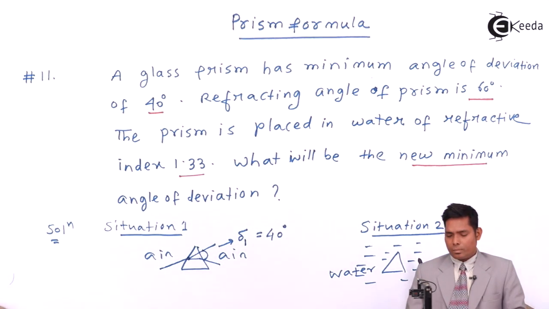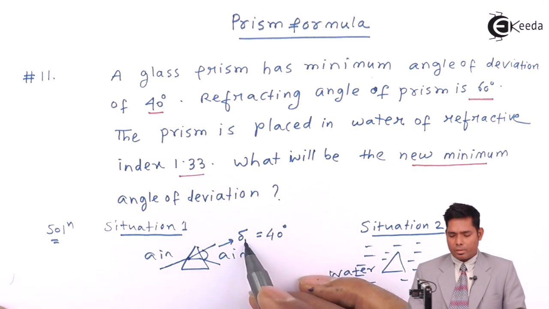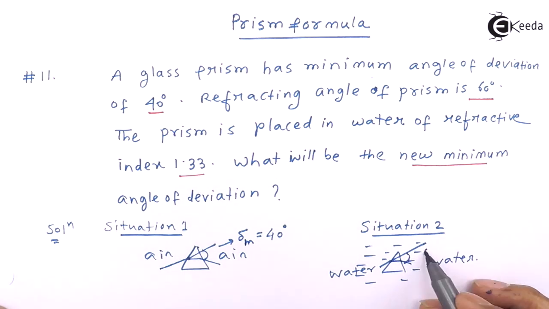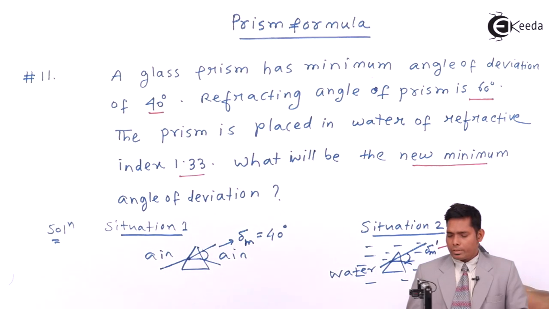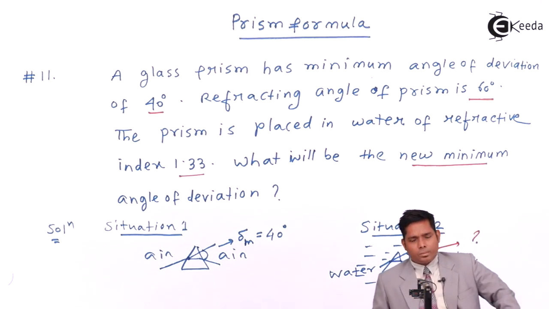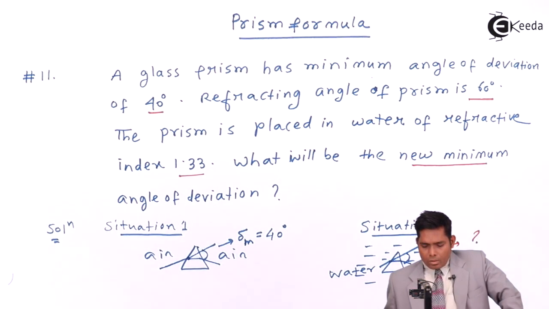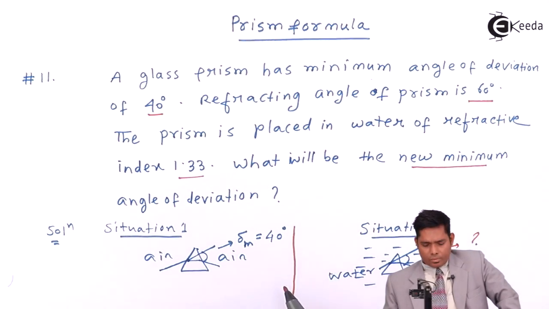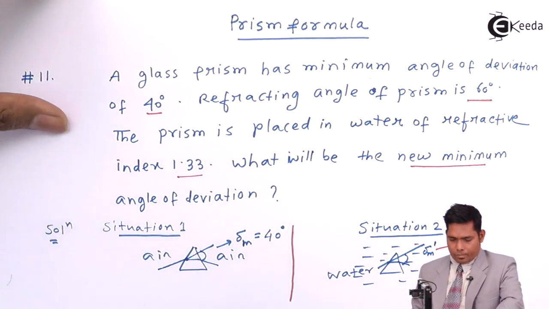In the first case, this is minimum deviation, delta m I will say. In the second case, it is delta m prime. So our aim is to find this, the new minimum angle of deviation when it is immersed in water. So we have to write the formula 2 times. You write the formula once for air and then for water. Then we'll solve it. See how it is done.